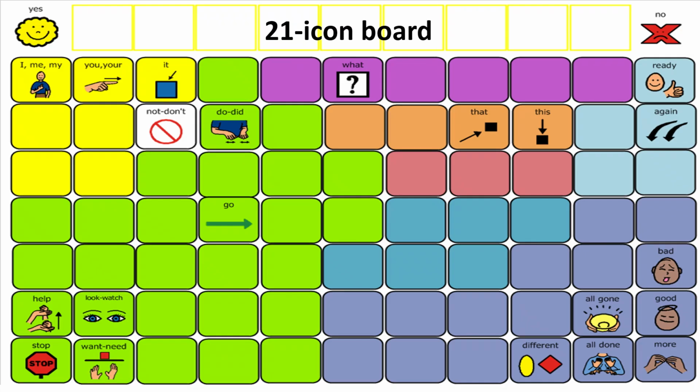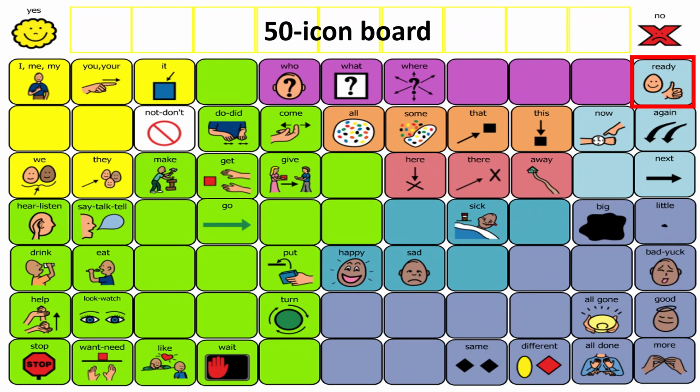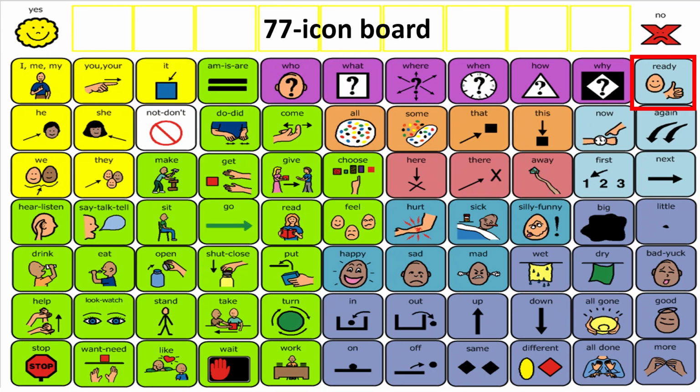So once the student learns a motor plan that, oh, I go up to the upper right to find ready, then on each successive board, ready is still in the same place. Now keep your eye on ready, still in the same place, all the way up to this 77 icon board. It makes it faster for the student to communicate when they've now expanded their verbal capability with more icons.